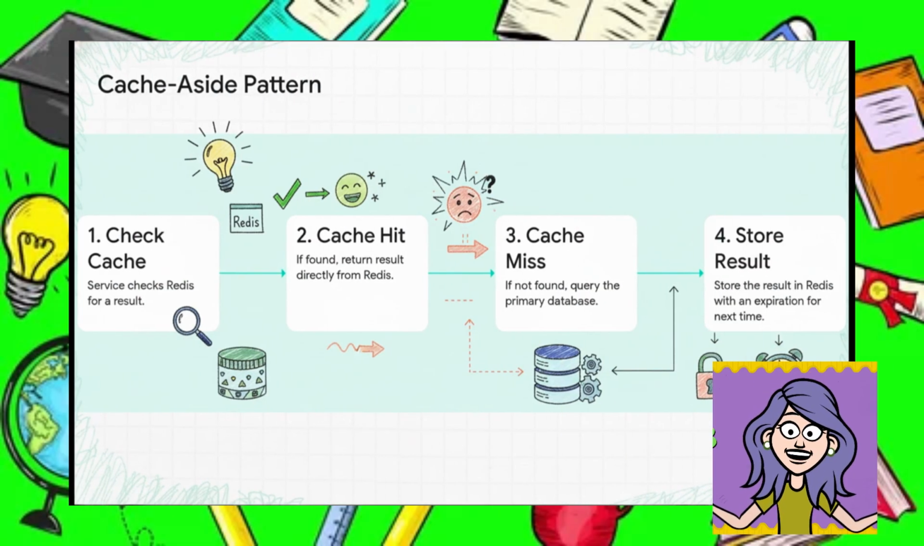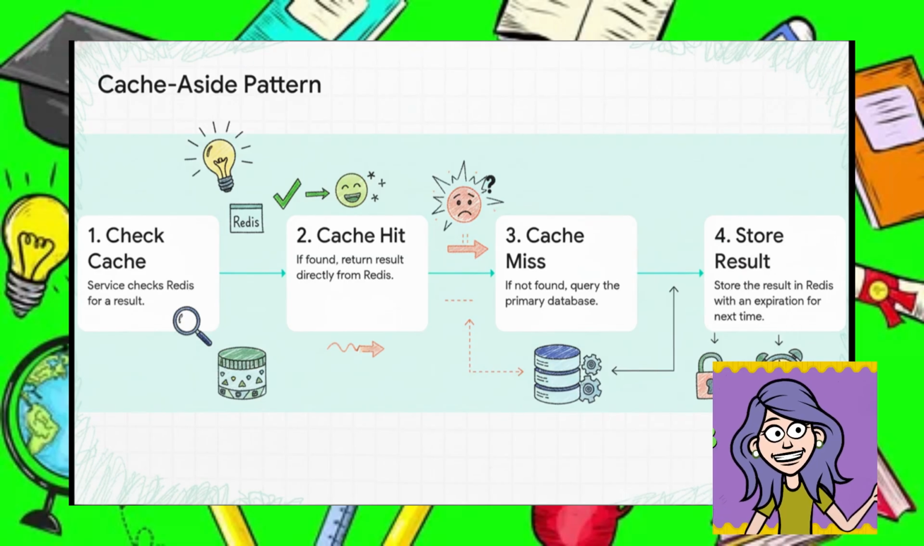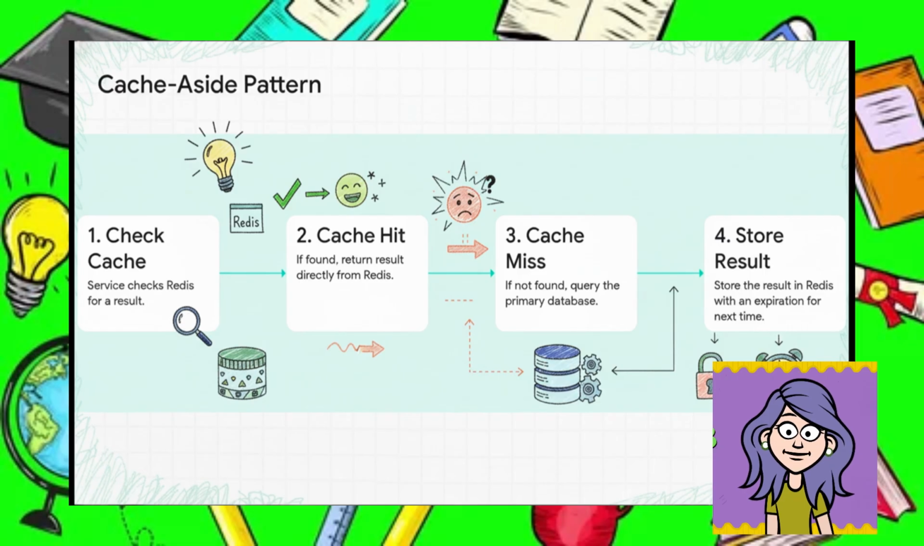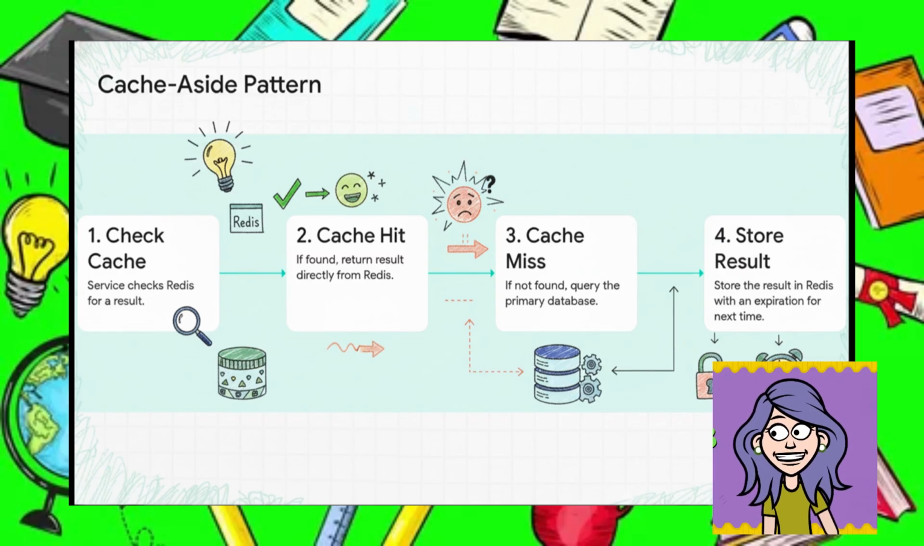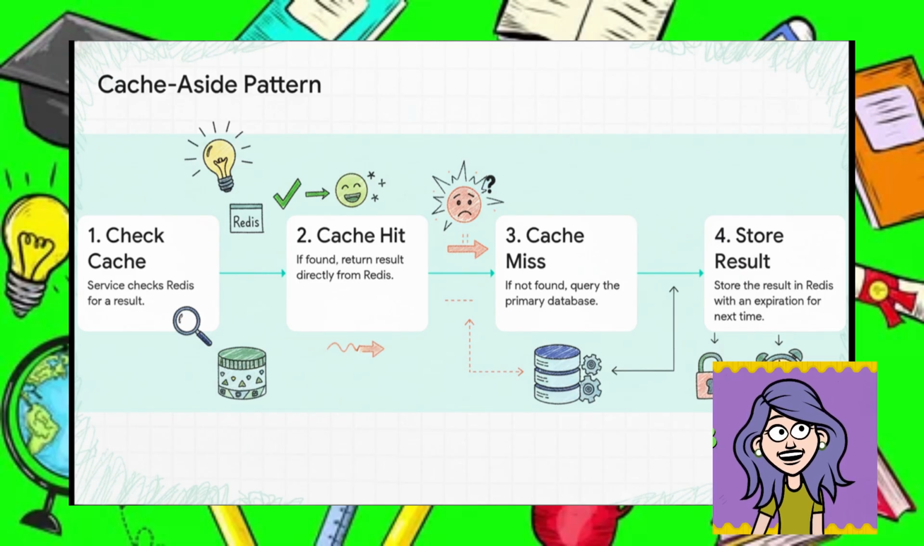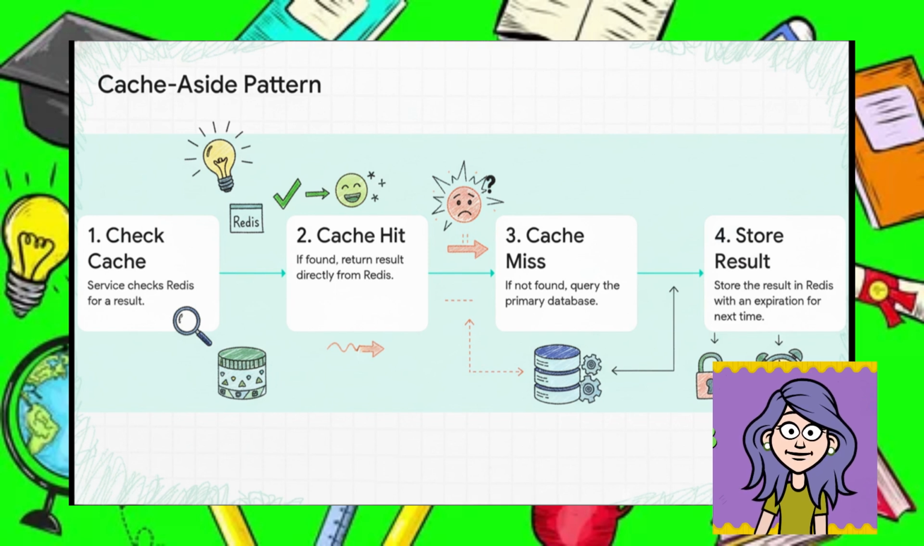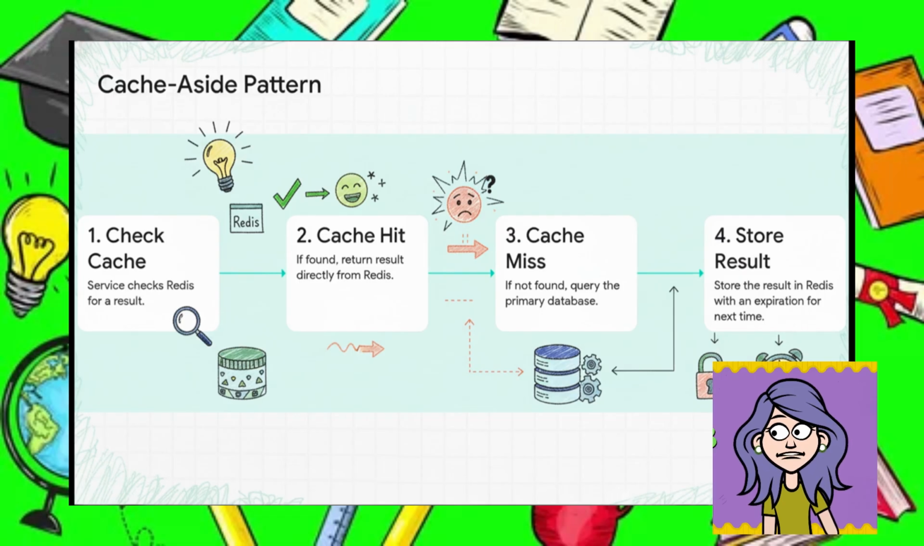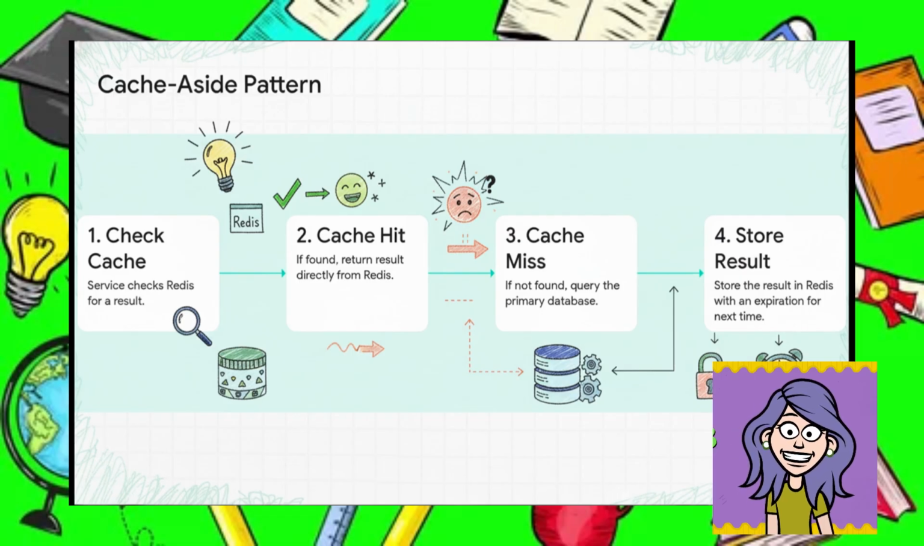The most common caching pattern you'll see is called cache aside. Here's the flow. Your application first checks Redis to see if it has the data. If it does, that's a cache hit. Great, you just return it right away. If it's not there, a cache miss, your app has to go to the slower primary database to get the data. But, and this is the important part, before it sends the data back, the app writes that result into the Redis cache. That way, the very next request for that data will be a fast cache hit. This simple pattern is incredibly good at protecting your main database from getting overloaded.